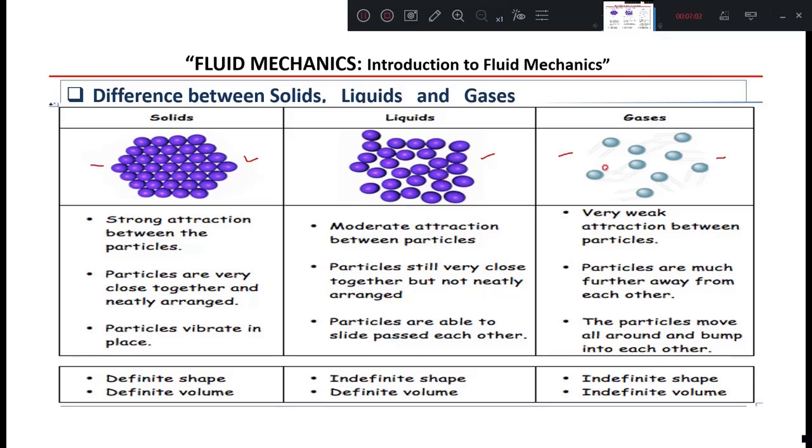Whereas in case of gases, the molecules move independently or randomly, hence they occupy the container in which they are filled. Then, based on the density, if you want to differentiate, the density for a solid is very high, and for liquids it is lower than the solids.